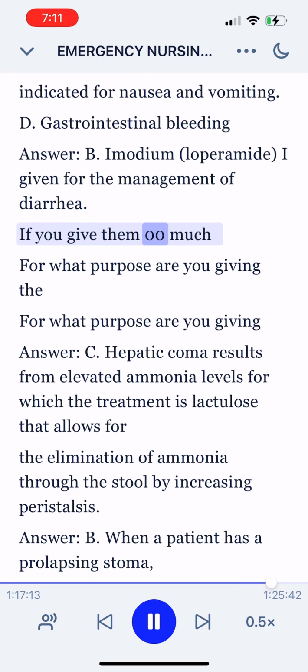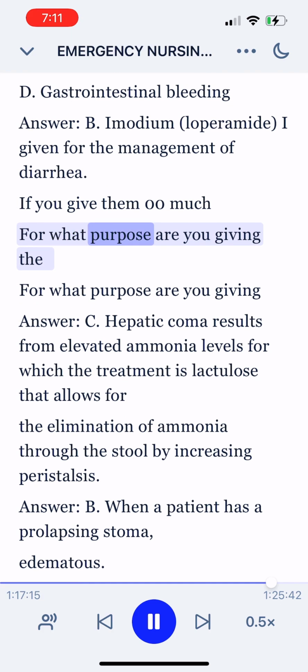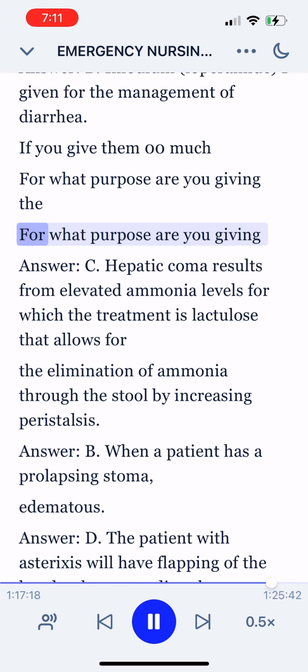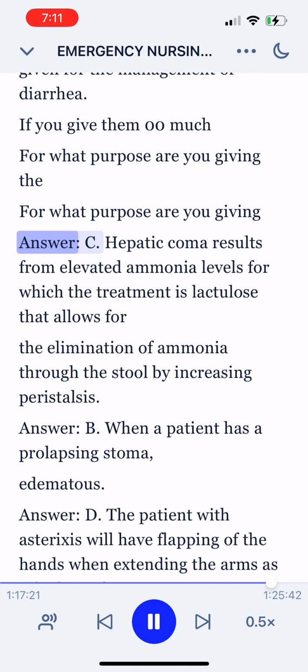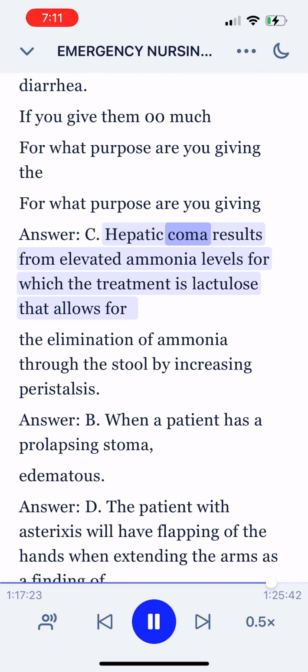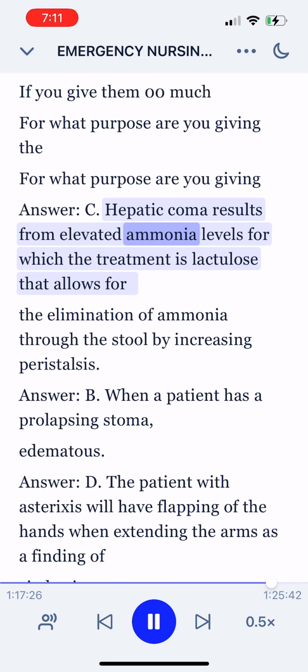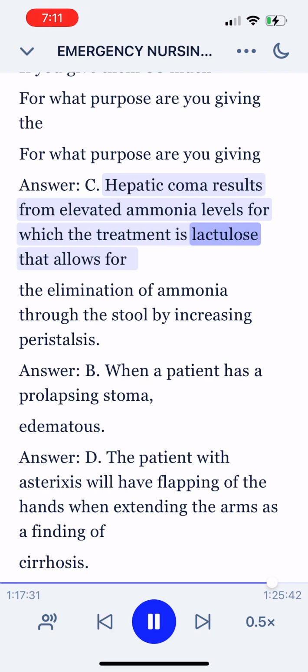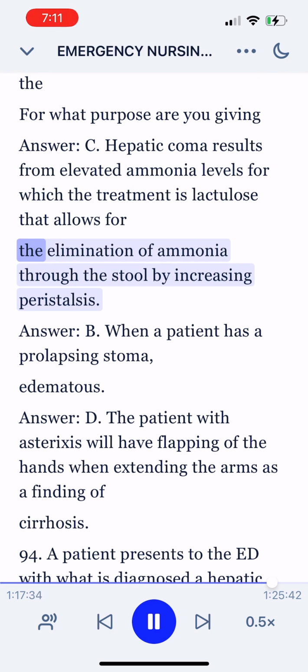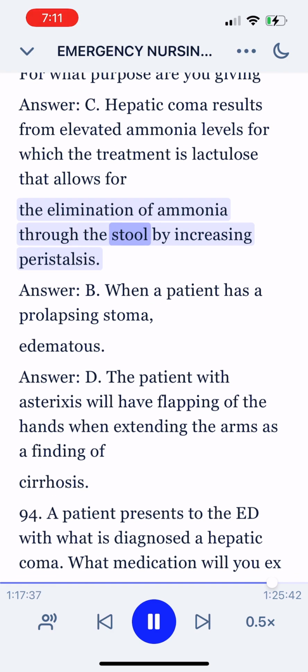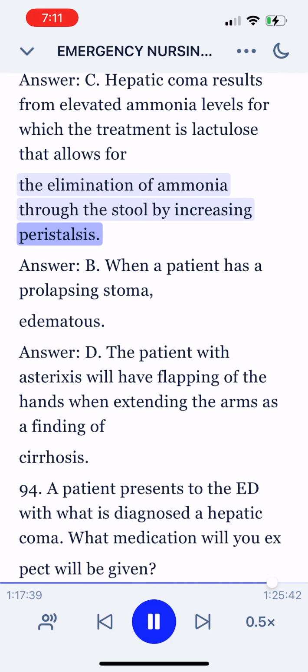For what purpose are you giving the medication? Answer C. Hepatic coma results from elevated ammonia levels for which the treatment is lactulose that allows for the elimination of ammonia through the stool by increasing peristalsis.